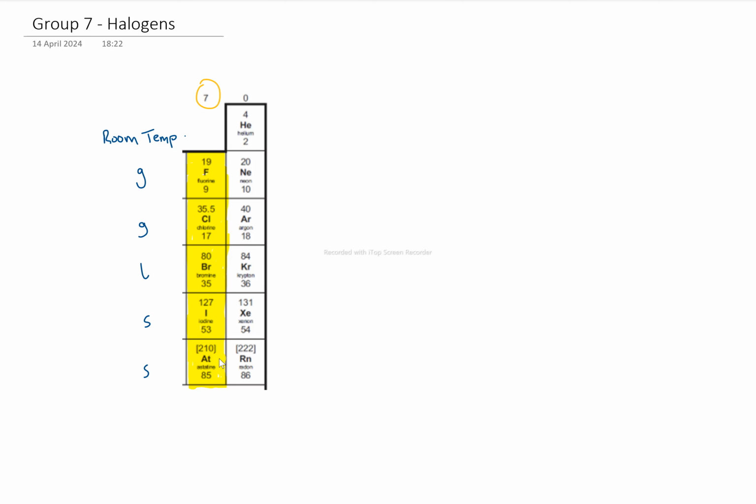So I remember it as yellow, green, you greedy, red, brown fox, red, brown fox, and it's gonna be grey. So basically they get darker, and astatine will be probably dark grey. So it's not dark grey, it's black, and it's radioactive, but that's what you need to know.